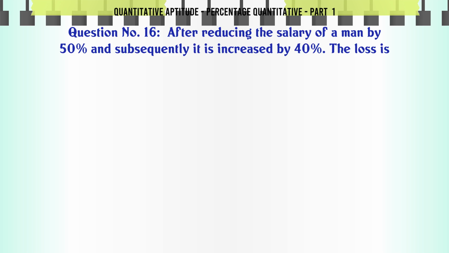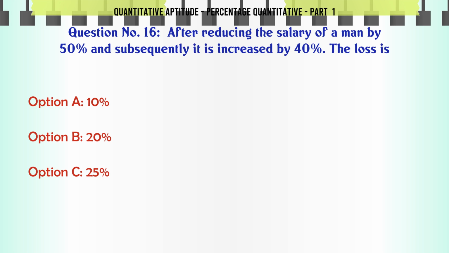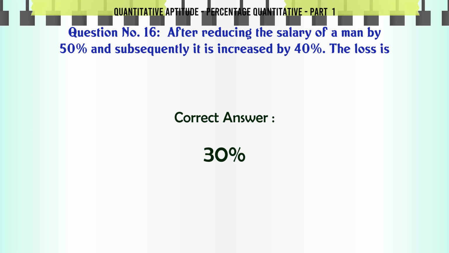After reducing the salary of a man by 50% and subsequently increasing it by 40%, the loss is A 10%, B 20%, C 25%, D 30%. The correct answer is 30%.